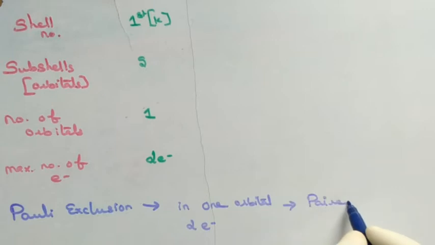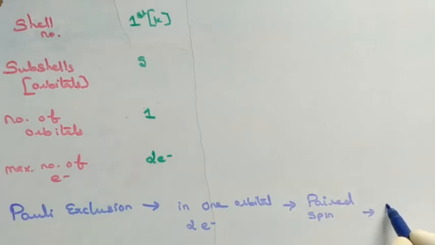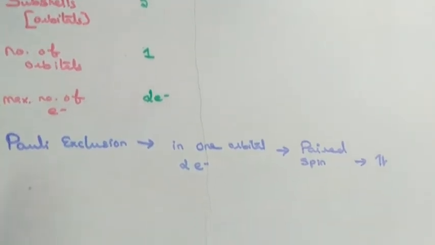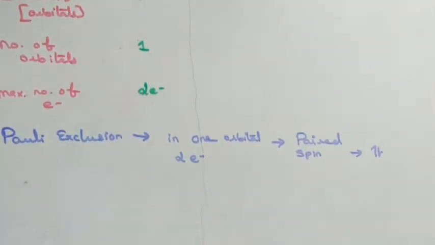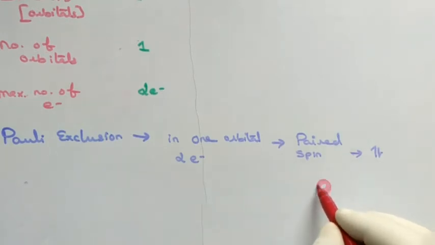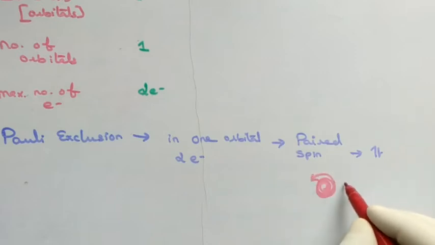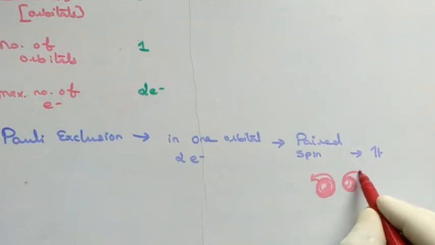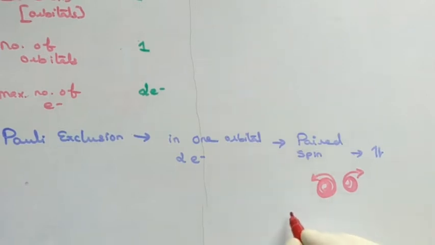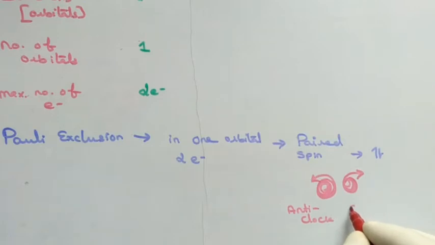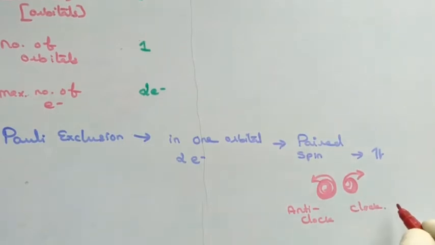Paired spins in the sense that the pair will be spinning in opposite directions. On account of that, we use this symbol to denote the opposite directions of the paired spin electrons. So in an orbital, if there are 2 electrons, those 2 electrons will be rotating in opposite directions like this. If this electron is rotating anti-clockwise, then the other electron will be rotating clockwise.